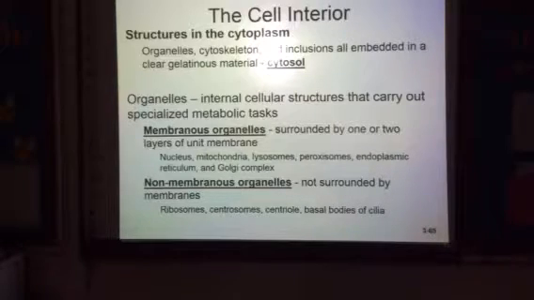Some of these organelles have membranes. They're membrane bound, just like the cell itself, and then other organelles aren't. I'm not going to be so picky about which ones are and which ones aren't. To be honest, you'll be able to see that when you look at a picture of the cell and the organelle. Those that have an outline of a line, you can tell that that's a membrane bound organelle.